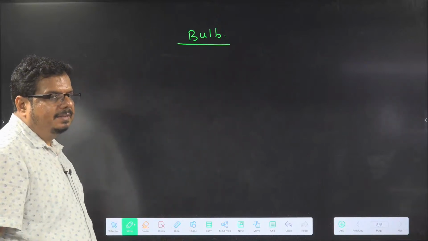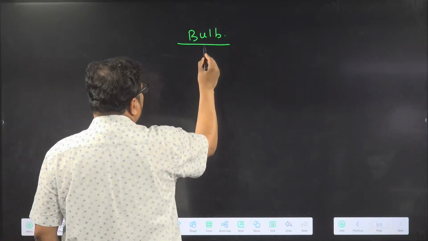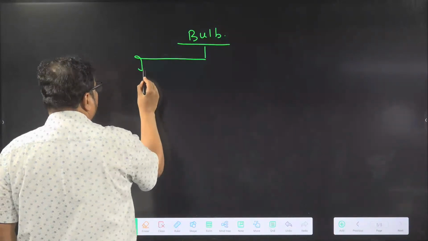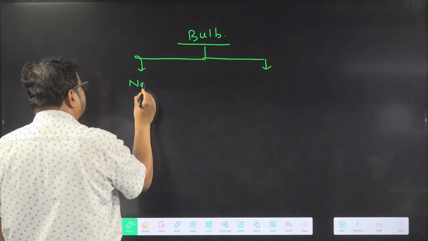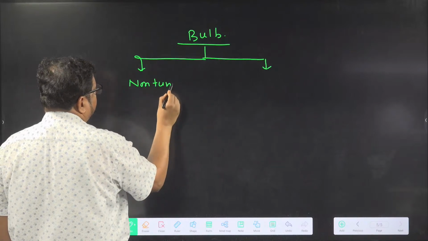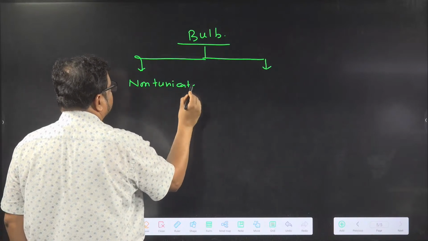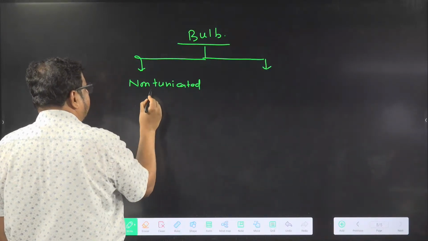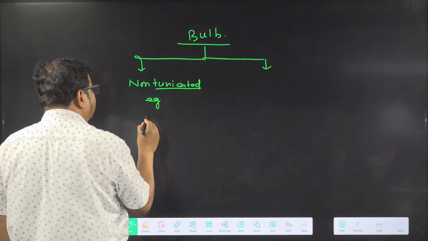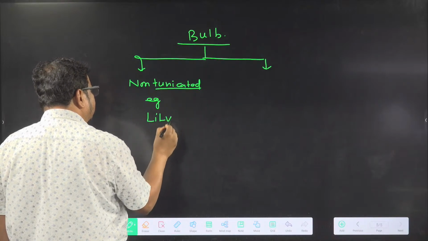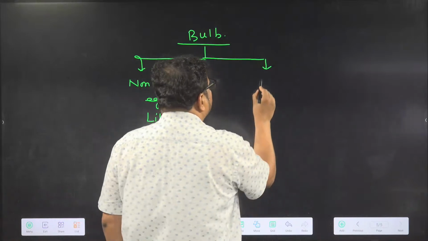Bulb. So bulb, if we talk about it, is of two types. Non-tunicated, which means no covering is there. Tunic means covering. Example is lily, not in NCERT. Tunicated.